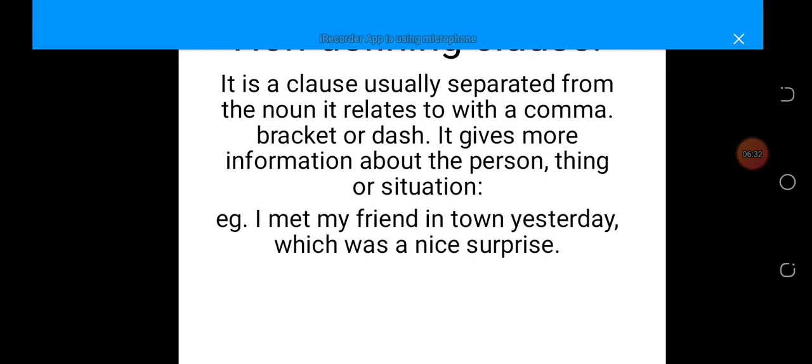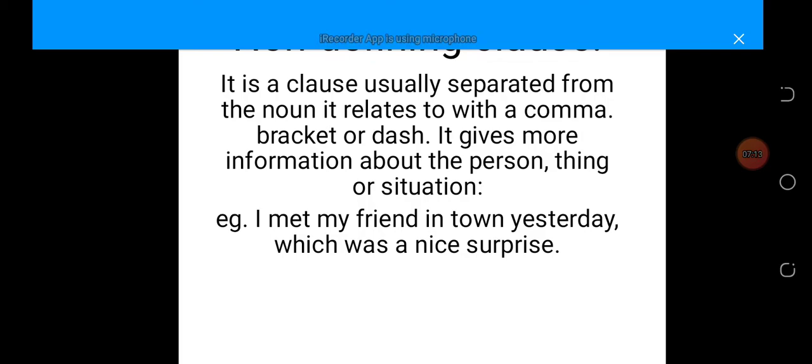Non-defining relative clause. It is a clause usually separated from the noun it relates to with a comma, bracket, or dash. It gives more information about the person, thing, or situation. So this one is the opposite of the defining relative clause. It is separated with the use of a comma, a bracket, or a dash. But for the examples we're going to look at, we have the use of the comma.